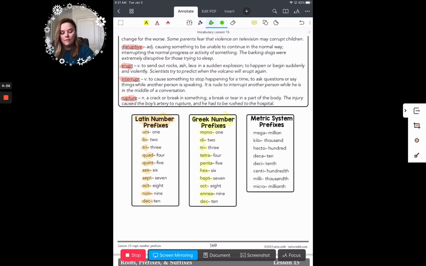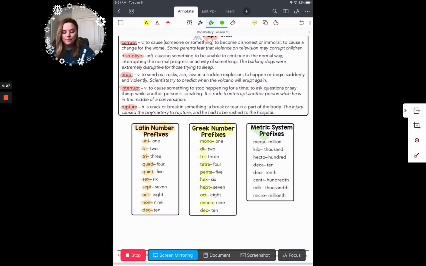And finally, we have our metric system. This is the one that we see a lot in math. So we have mega, million, kilo, 1,000, hecto, 100, deca, 10, deci, 10th, centi, 100th, milli, 1,000th, and micro, millionth.